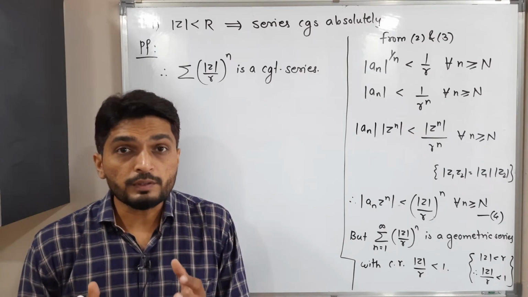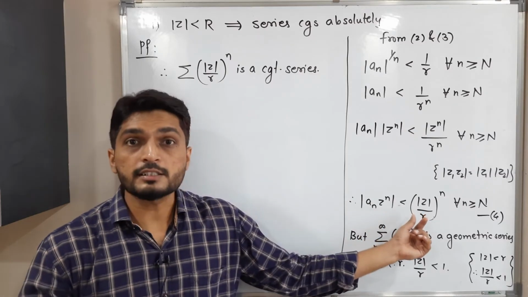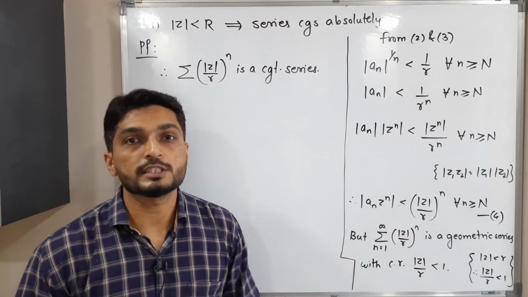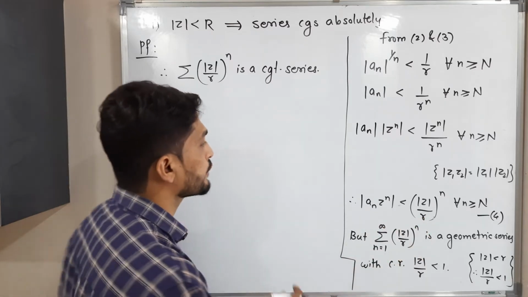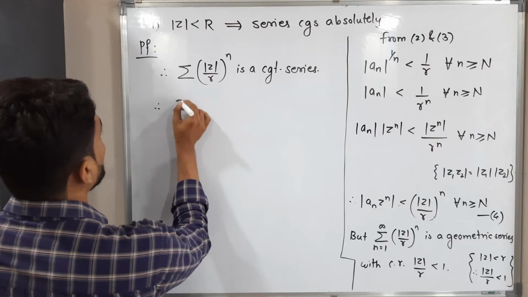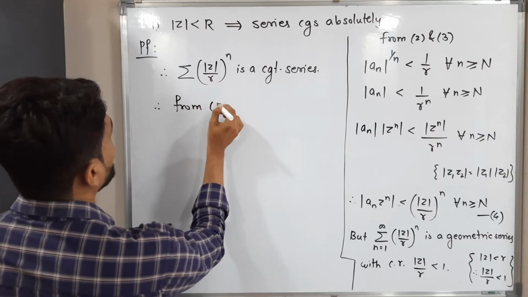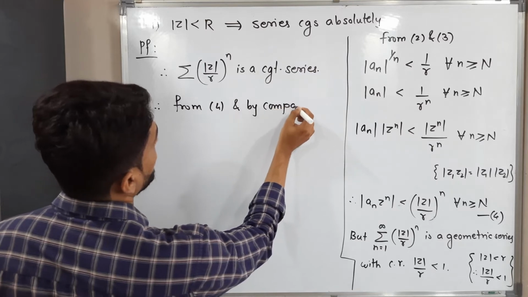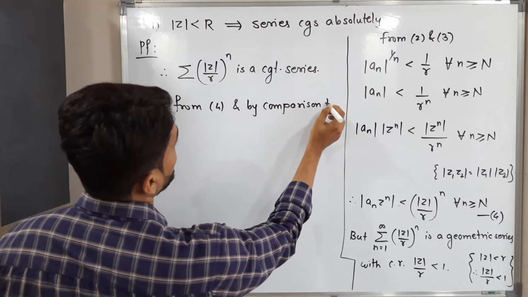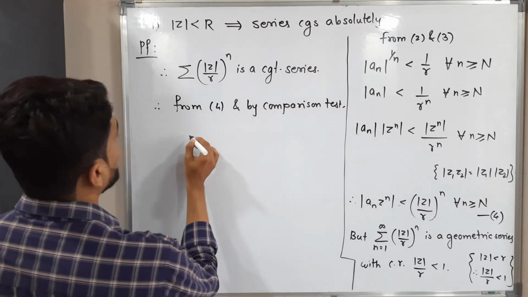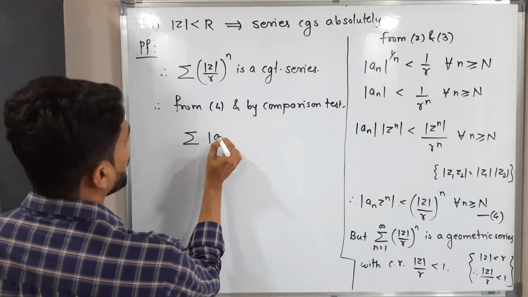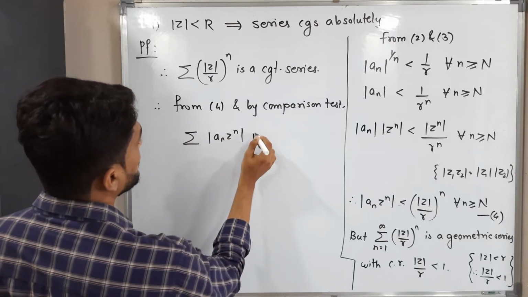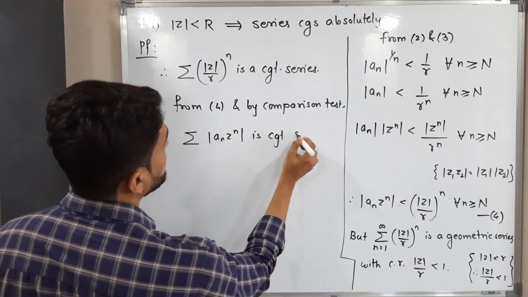So that means what we get here: if the larger series is convergent, definitely the smaller series is convergent. Therefore, from 4 and by the comparison test, what can we write? Summation mod n z raised to n is a convergent series.